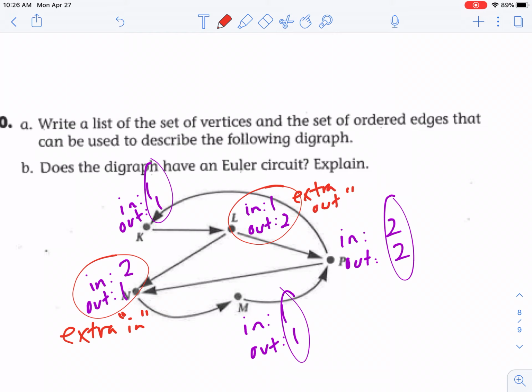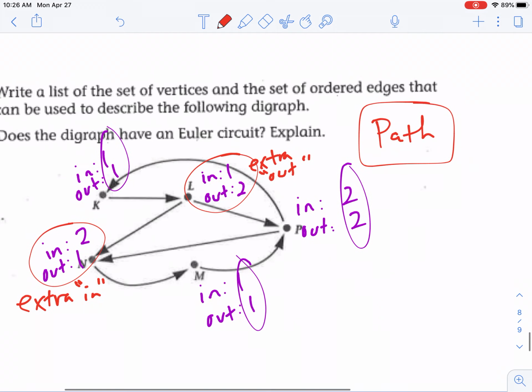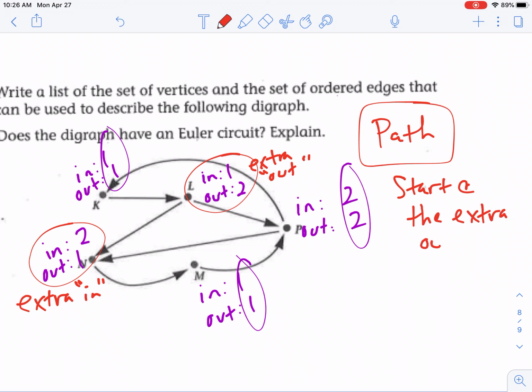When that happens, you're going to get a path. It's not a circuit anymore. It's a path, which means you're not going to be able to start at the same point and end there also. You're going to have to start somewhere different. So a path means you start and end at different points. And more specifically, when you have these in and out graphs, you will have to start at the extra out and you will end at the extra in.